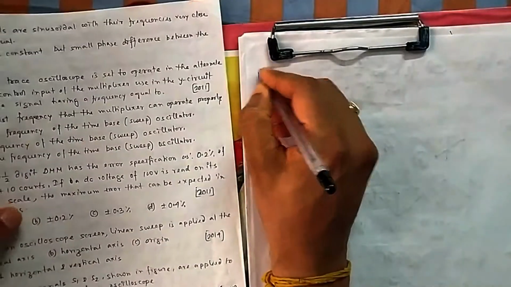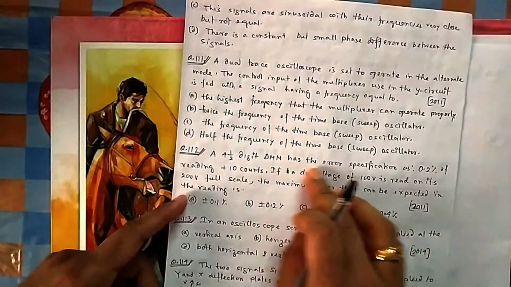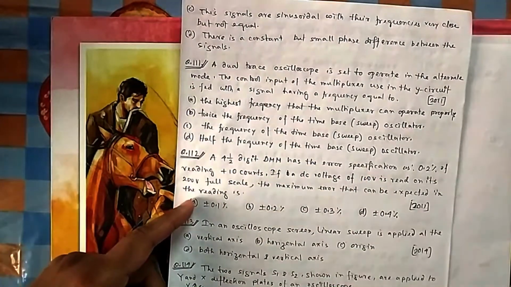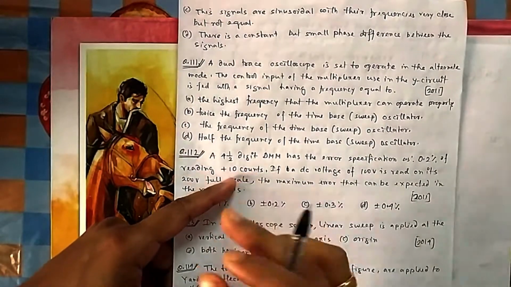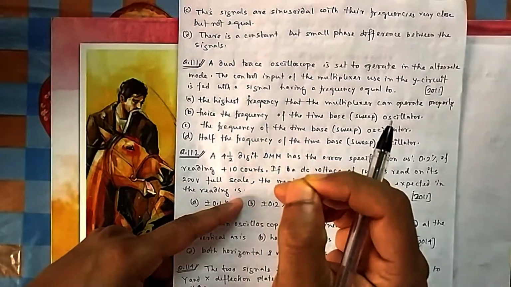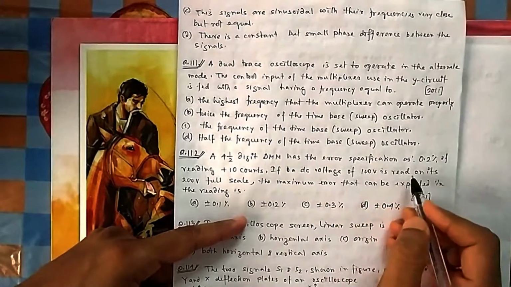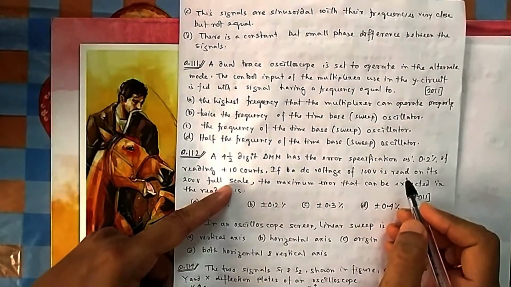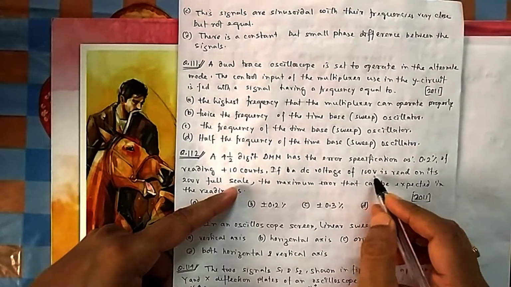Next, if you come to question number 112, what are they asking here? A 4.5 digit digital multimeter has an error specified as 0.2% of the reading plus 10 counts. So 10 counts, each count is the resolution, you can say up to the minimum how much you can measure with this voltmeter. So a digital voltage of 10 volt is read on its 200 volt full scale. So the full scale is 200 volt and it is measuring 100.